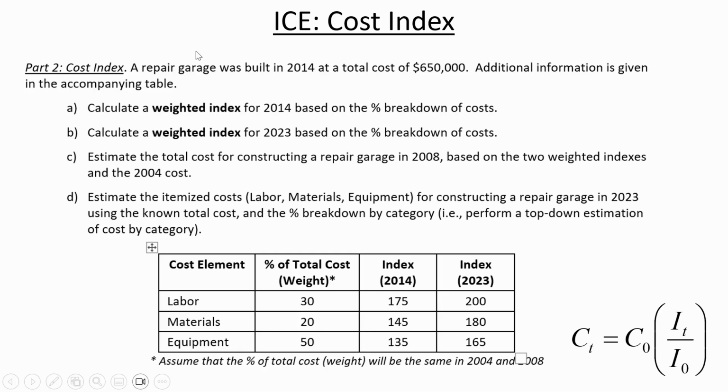Basically what it's saying is that we had a repair garage in 2014 constructed, and it was $650,000. And we knew that there were 3 different categories of things that went into building that garage. There was the labor costs, the materials costs, and then the cost of operating and maintaining the equipment that was used in construction. And we know the index for each of those back in 2014, and then we know what the index is in, I think yours says 2024. I updated the handout, haven't updated the screen.